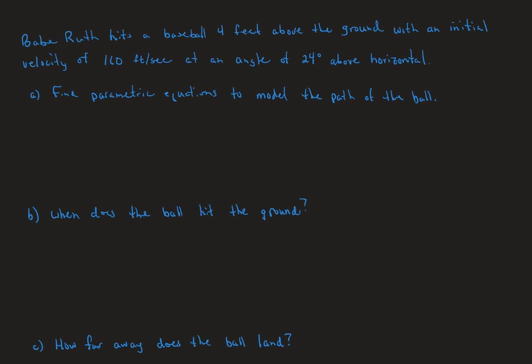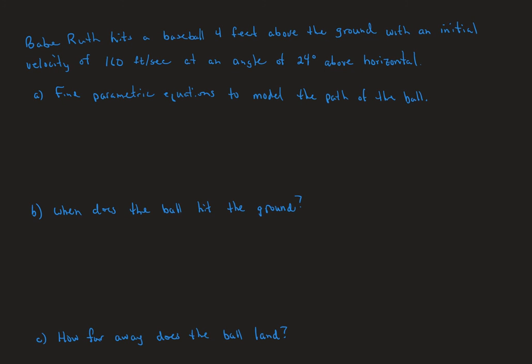Okay, here we go. Babe Ruth hits a baseball 4 feet above the ground with an initial velocity of 160 feet per second at an angle of 24 degrees above horizontal. Can we find parametric equations to model the path of the ball?